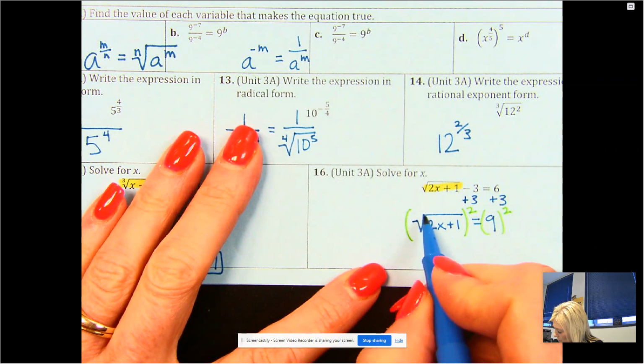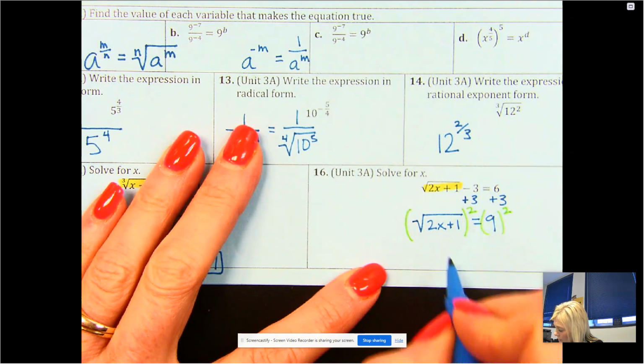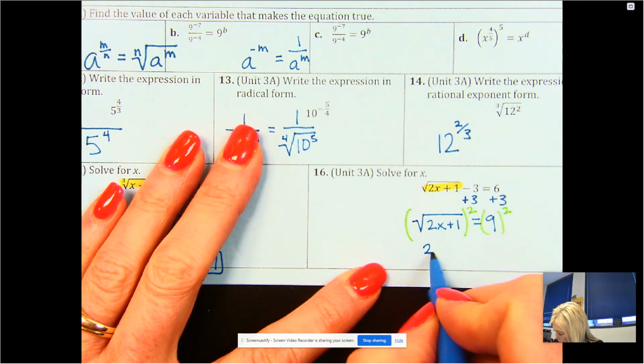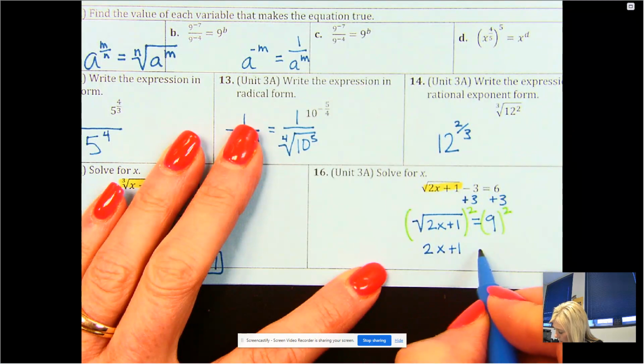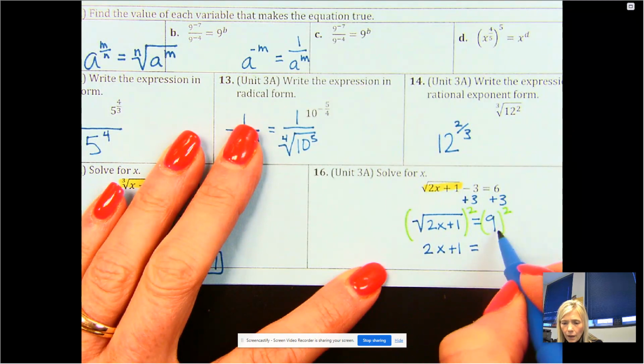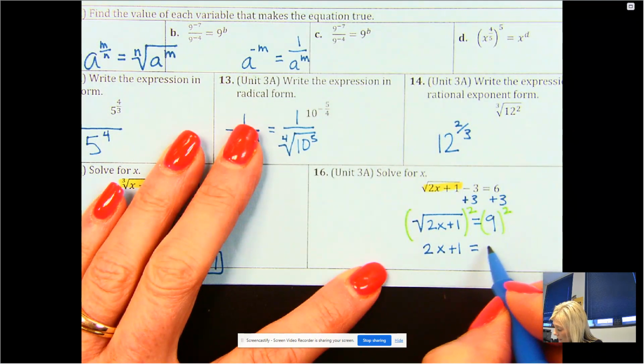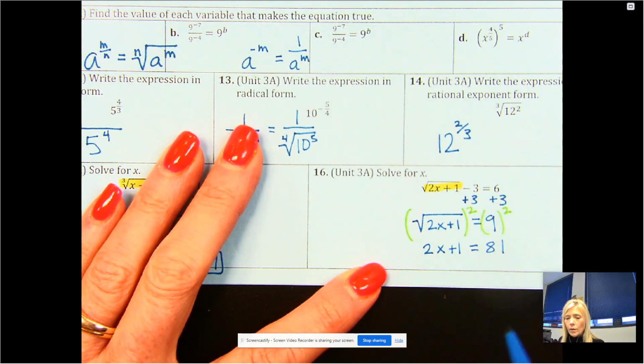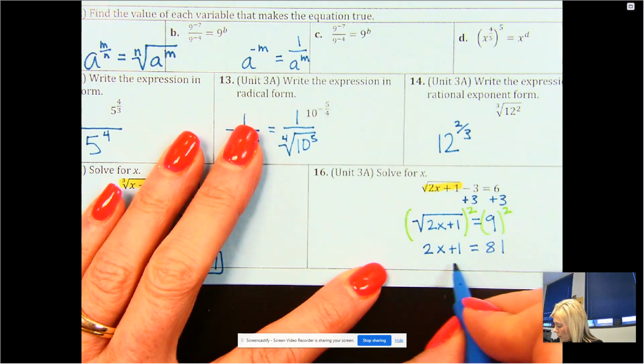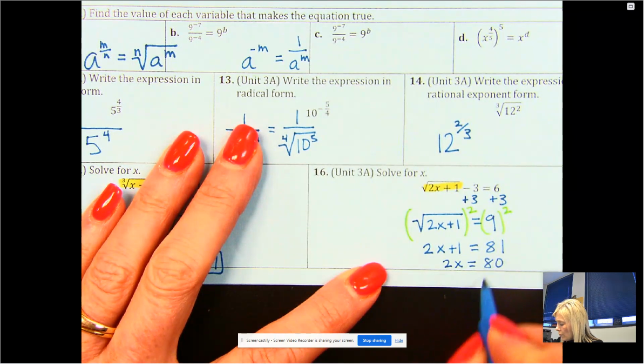So the square root of 2x plus 1 squared is exactly 2x plus 1. And 9 squared, 9 times 9 is 81. From here, you subtract the 1, so 2x equals 80, and then you divide by 2, so x equals 40.